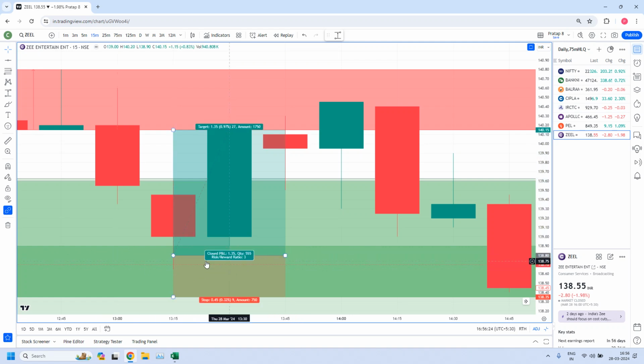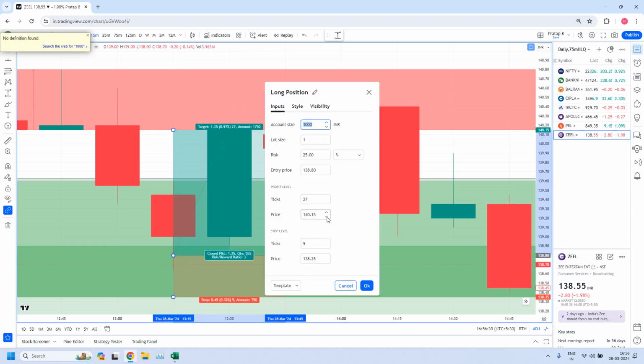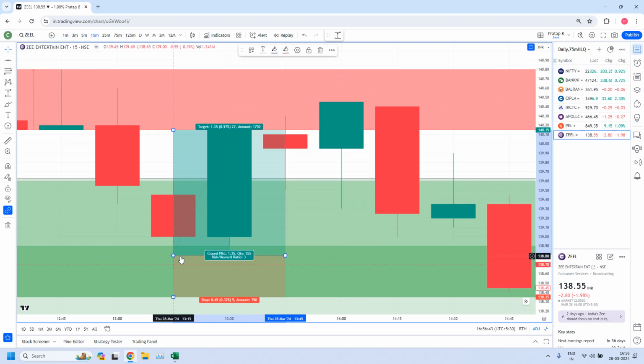Now what is my idea? If prices go below this line, below this value, the entry value that is suggesting to get 1:3 RR, the entry price is 138.80. If the price is 138 rupees 80 paisa, then only I will take my trade. Otherwise I don't take it.